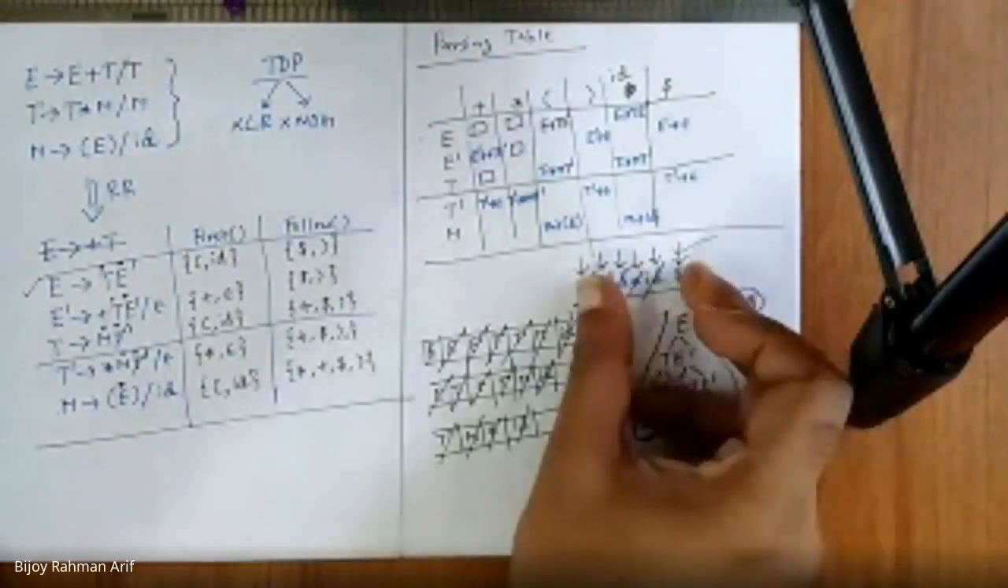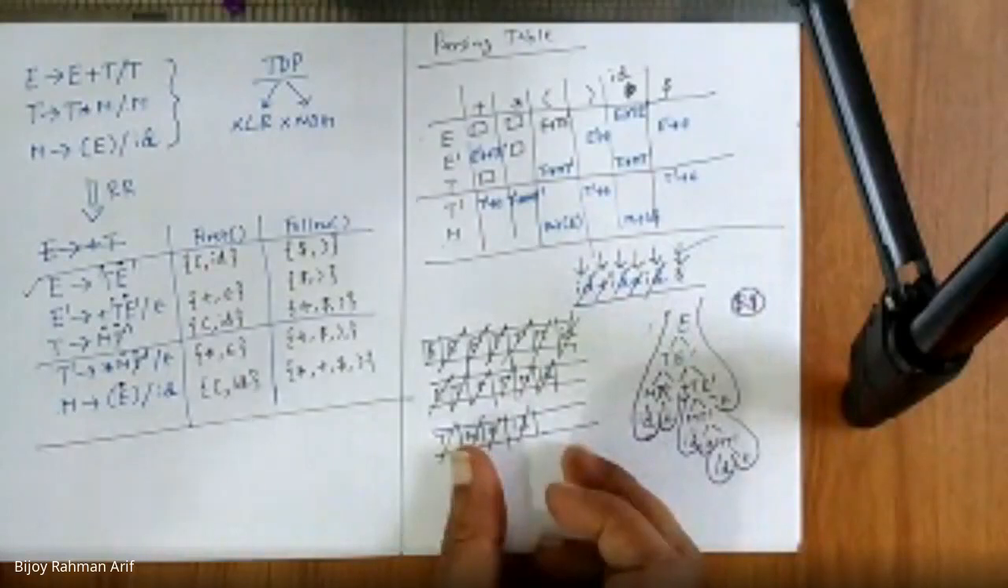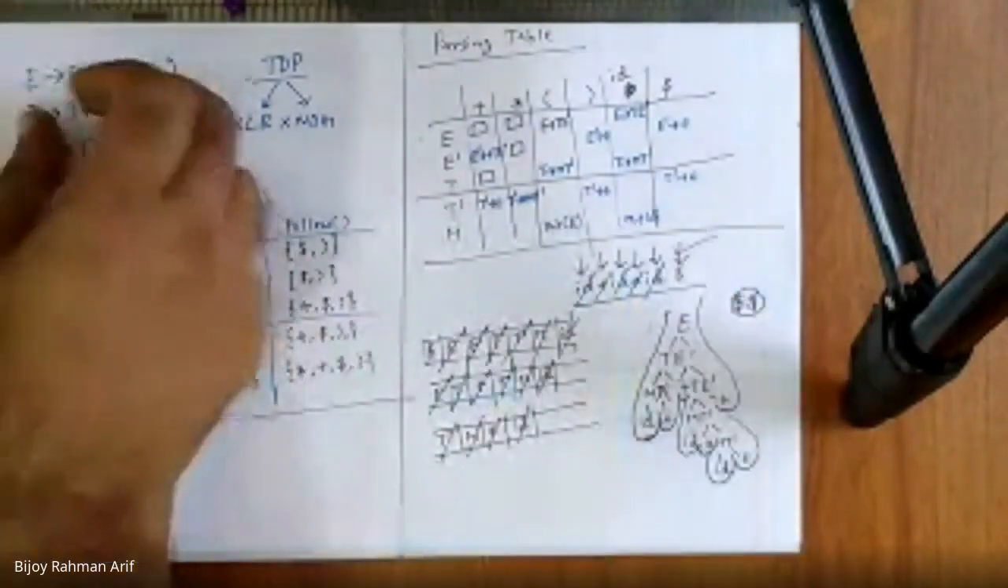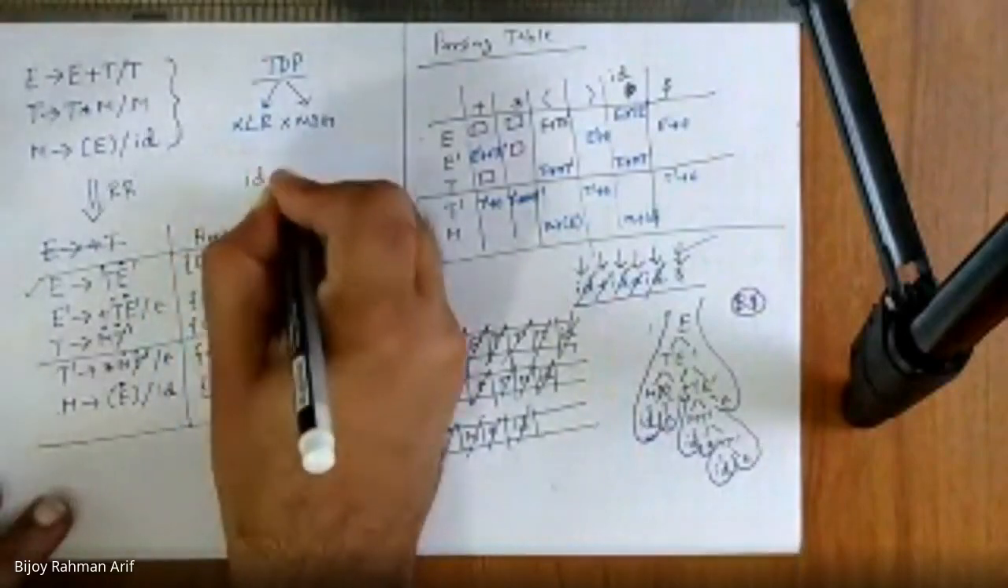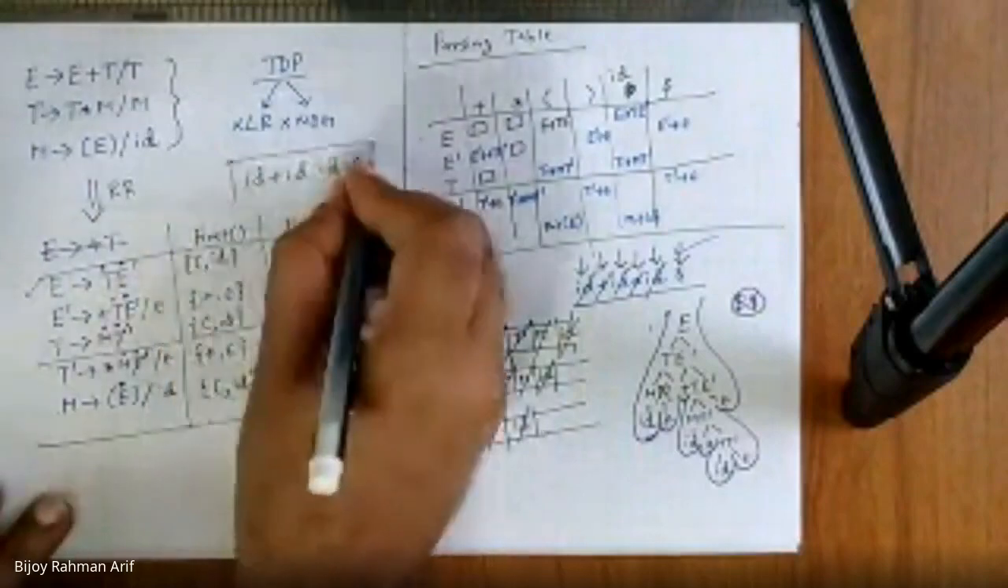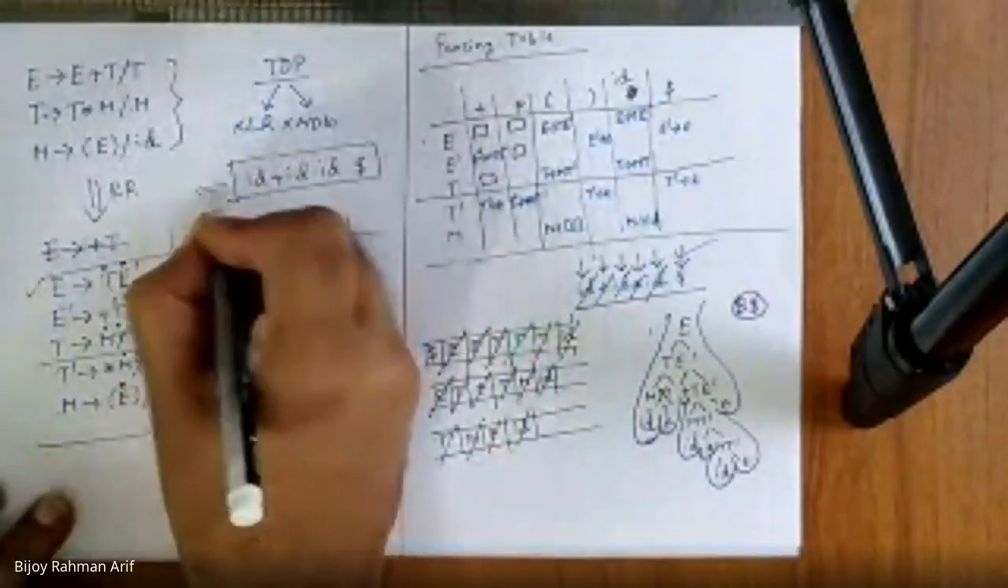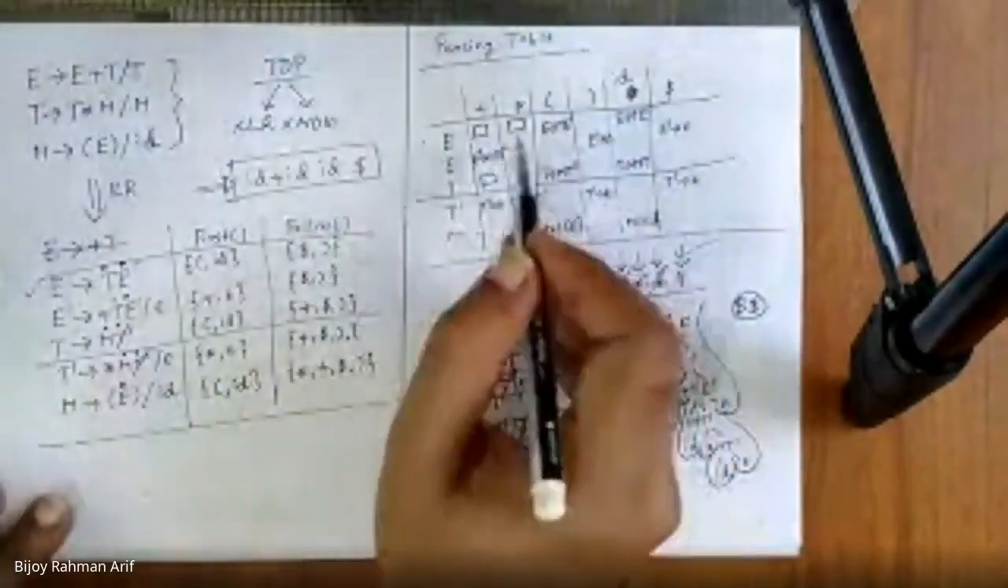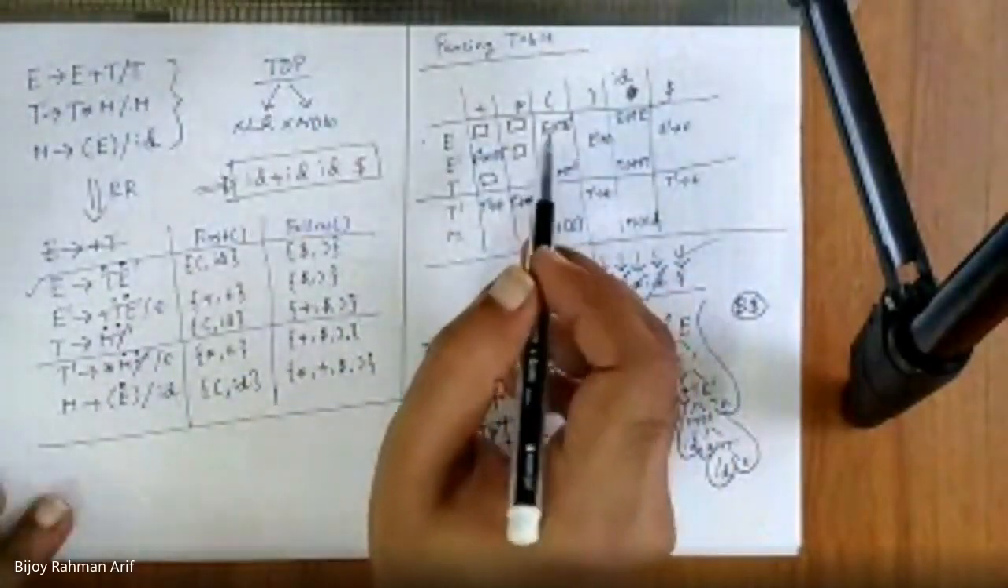That means this string cannot be parsed with this grammar. For example, instead of taking this string, if you take this string, ID plus ID, ID, then definitely if you try to parse this string with this parse table, it is going to hit one of the blank entries. That means it's an error.